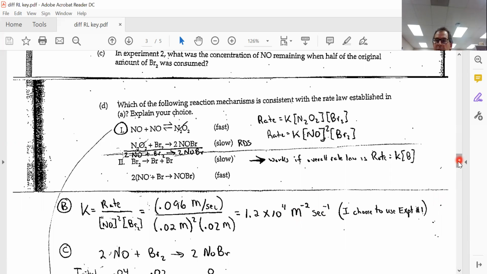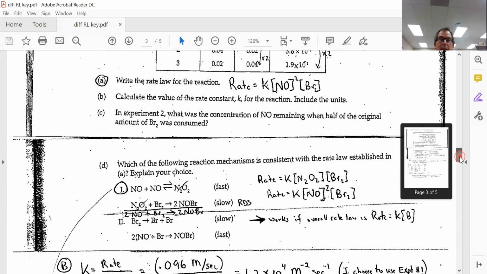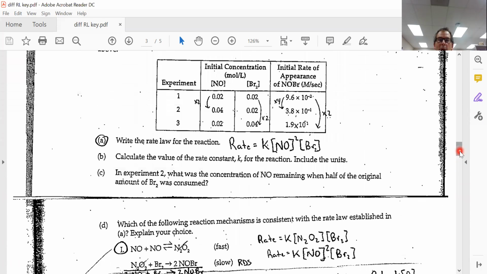Okay, I think we have a different type of question which we haven't seen. This one says, in experiment 2, what was the concentration of NO, nitrogen monoxide, remaining when half of the original amount of Br2 was consumed? So I'm going to look at these amounts right here, and I'm going to say, if half of this was consumed, what amount of this was remaining?